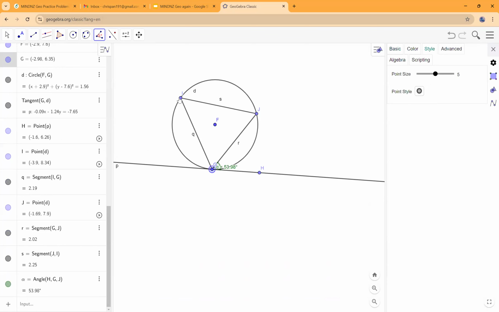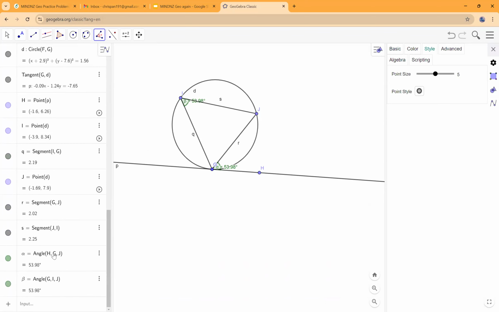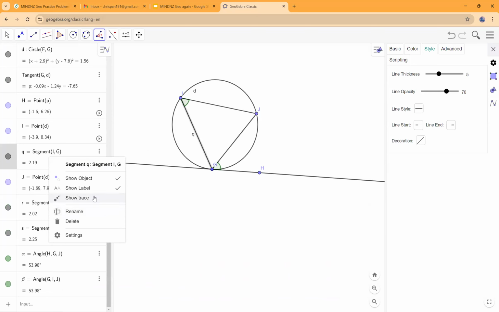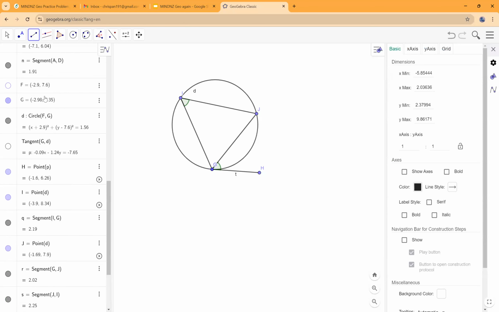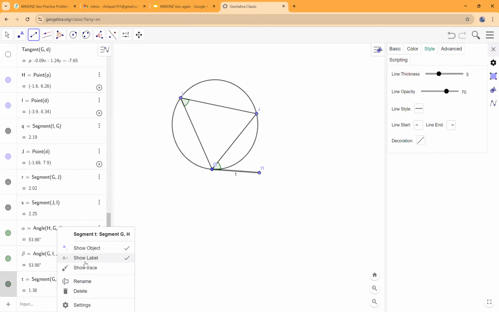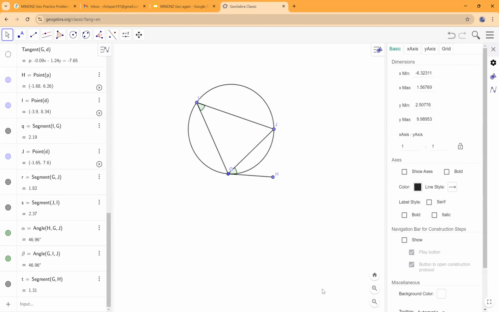This angle equals this angle. That's what the theorem is. Two green angles are equal. When you have that this is a tangent, you have that these angles are equal. And equally on the opposite side you have the same thing, right? That's what the theorem is.